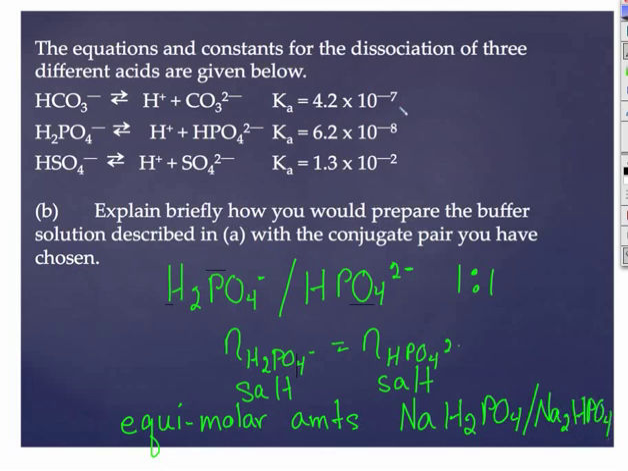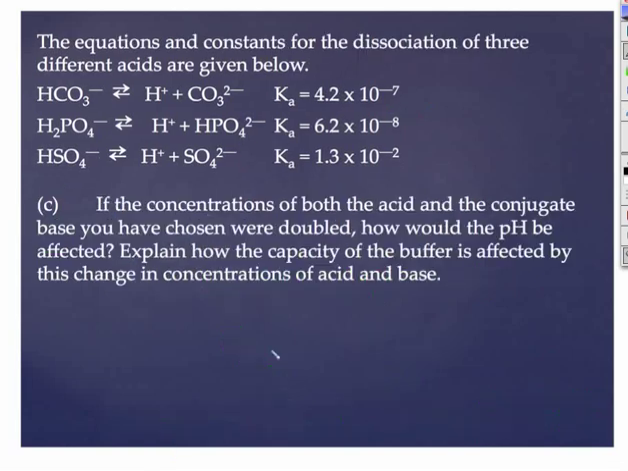Now, if you had picked the wrong answer in A, as long as your answer to B was consistent, you're good to go. All right, let's go on to C. What if I doubled the concentrations? How is this going to impact my pH? And additionally, there's a question about capacity. How is the capacity affected?